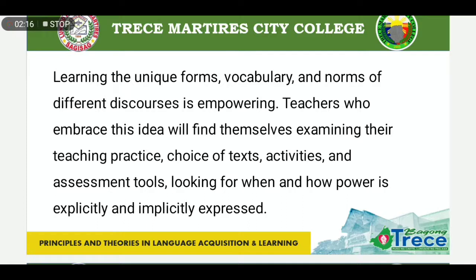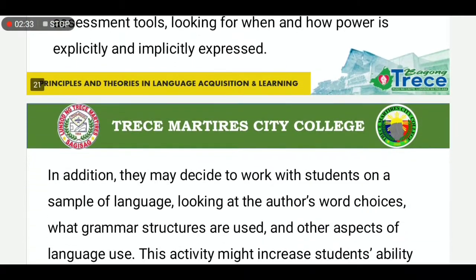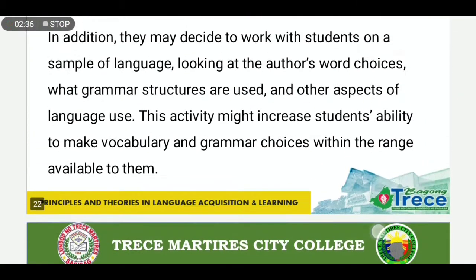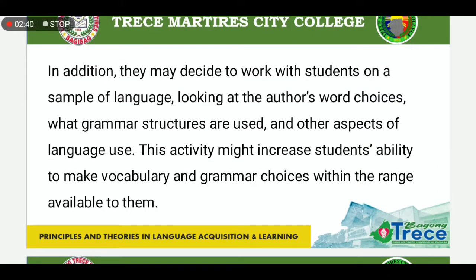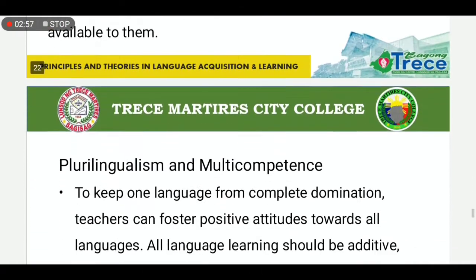Teachers who embrace this idea will find themselves examining their teaching practice, choice of text, activities, and assessment tools, looking for when and how power is explicitly and implicitly expressed. In addition, they may decide to work with students on a sample of language, looking at the author's word choices, what grammar structures are used, and other aspects of language use. This activity might increase students' ability to make vocabulary and grammar choices within the range available to them.